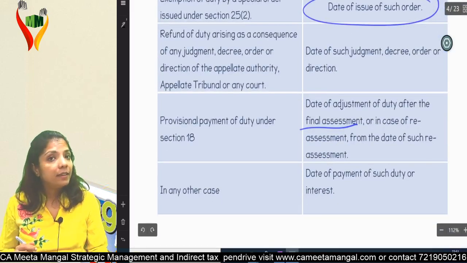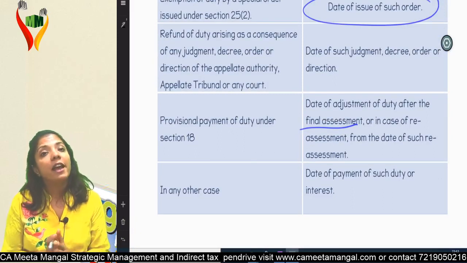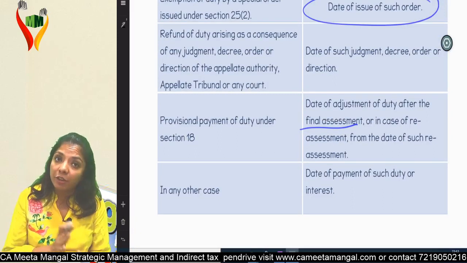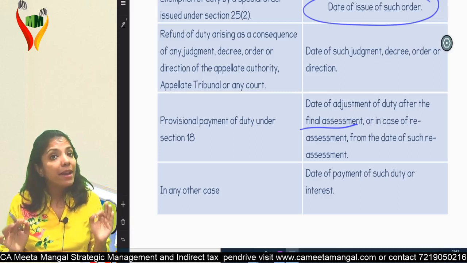And last, in any other case, the date of payment of such duty or interest. The day I've paid duty or the date I've paid interest, I need to make an application within 1 year. Am I clear till here?